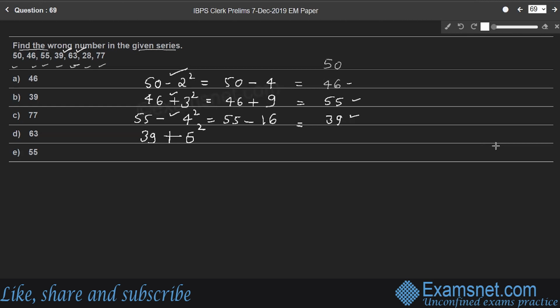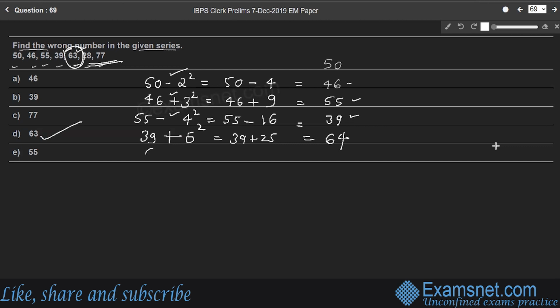5 squared. 39 plus 25 is 64. But in the given series, 63 is given. Hence, 63 is the wrong number. Hence, option D. You can verify the remaining numbers.